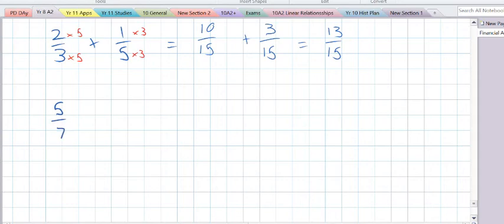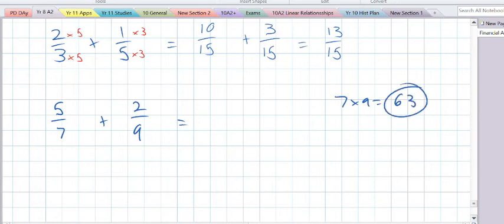5 over 7 plus 2 over 9. What do both 7 and 9 go into? 63. Thank you. One way to find it is simply to multiply the two of them together. 7 times 9 is 63, and you have calculators, fortunately. That's our number we're aiming for.